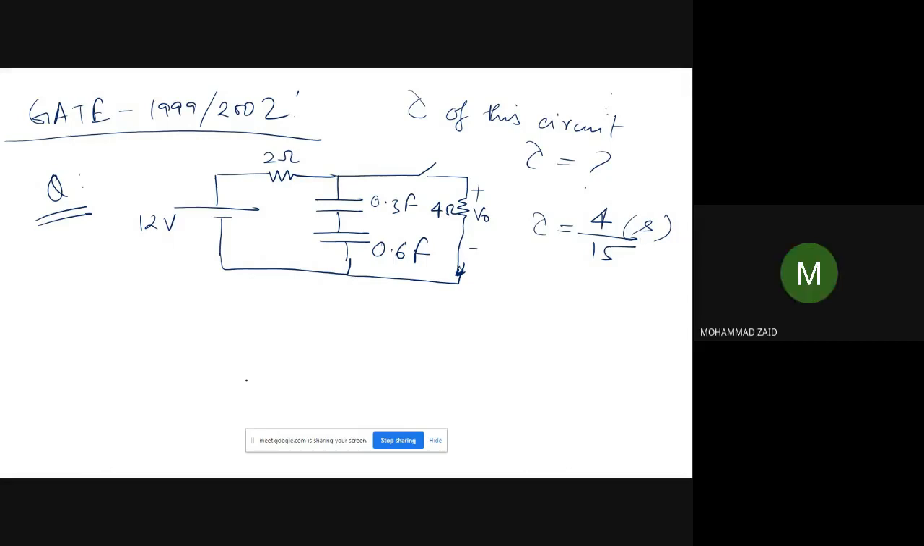There is another piece of information which I missed. It is also given that, this is C1 and this is C2, the initial voltage of C1 is equal to 20 volt and the initial voltage of C2 is equal to 10 volt. This is additional information, that is, the initial capacitor voltages are also given.